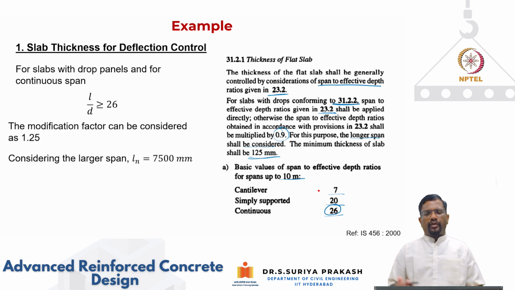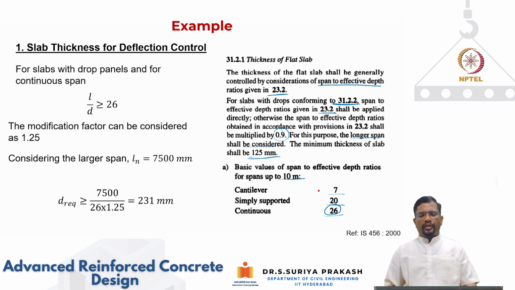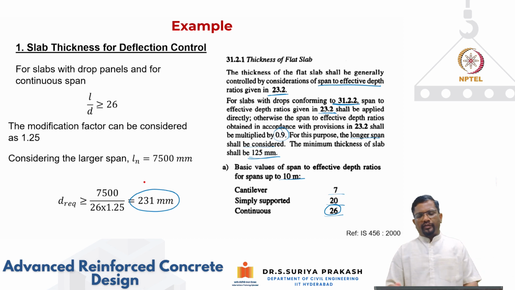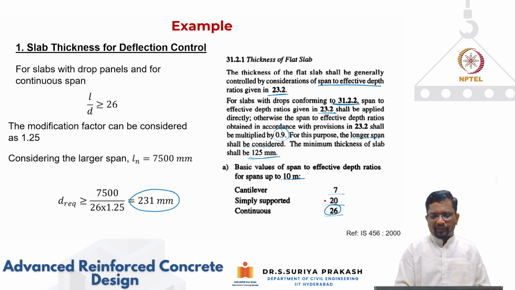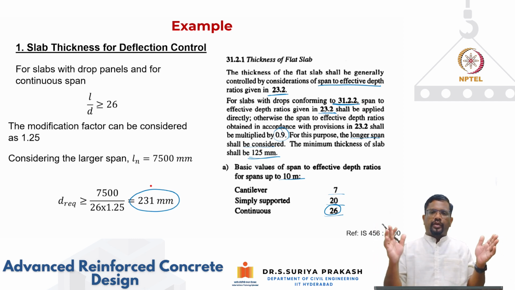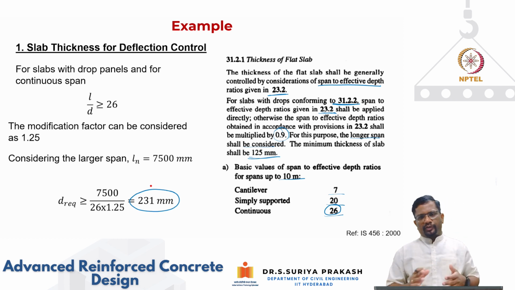So if I consider the longer span, Ln, where here the clear longer span is 7,500 millimeter, we substitute that. I need a depth of 231 millimeter. Okay, so this is the way you can come up with that. But if you're taking 26 without any modification factor, you may end up with a higher value of the depth. Okay, that is also okay. But we try to economize the slab thickness as much as possible without compromising the deflection requirements.